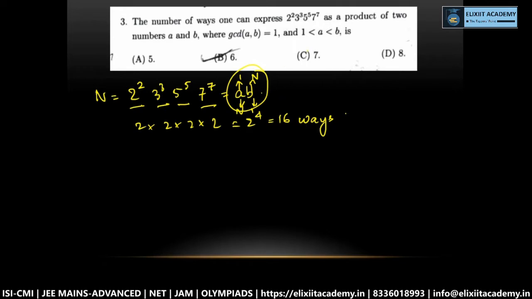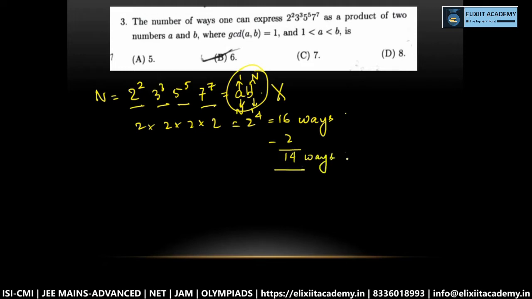The reason is the criterion 1 less than A less than B, which means A is greater than 1, obviously. So basically we have to discard these two cases, which means now we have 14 ways.